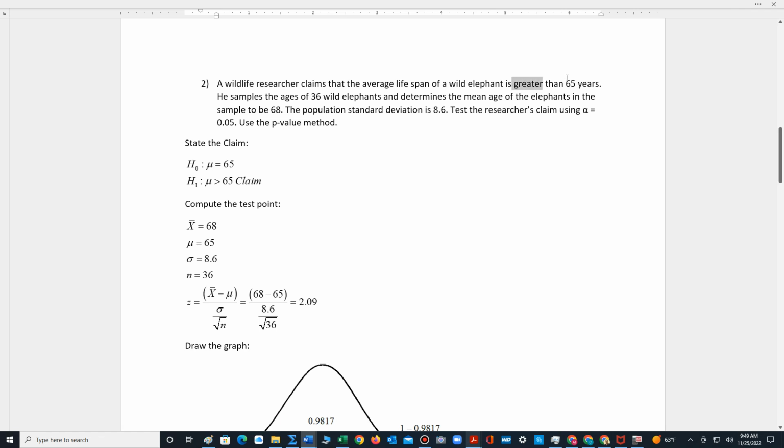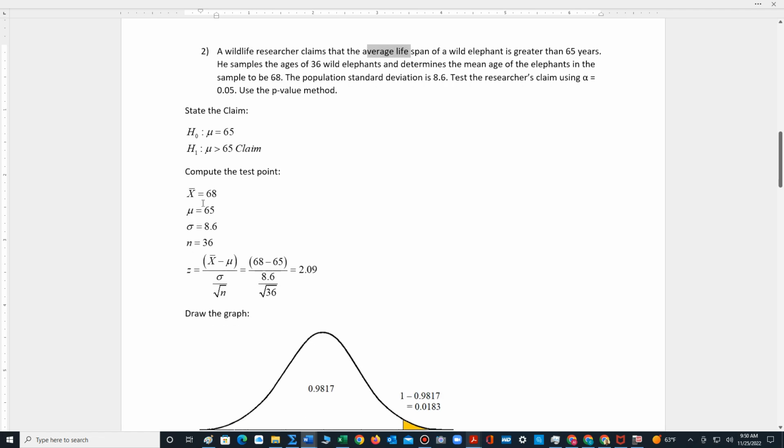So our first step is to set up our claim. Once again, we see greater than 65, the average lifespan, so that's the mean is greater than 65, that's our claim. Since it's greater than, it's H sub 1. H naught is always the mean equal to the value. So it's the mean equal to 65.